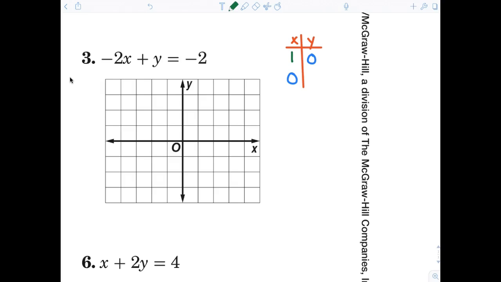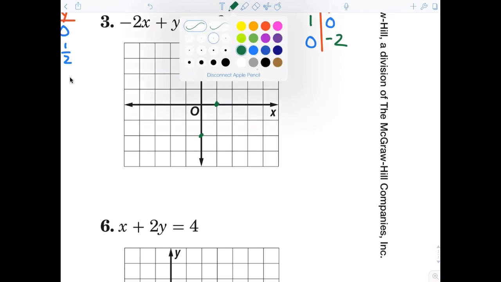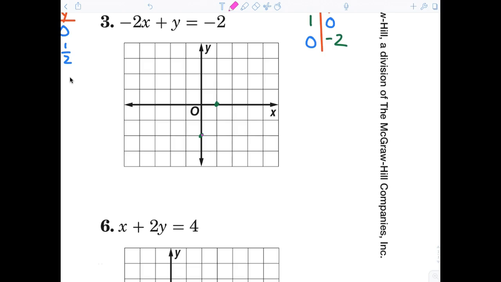Now, if the x is 0, y is? Negative 2. Wow, you got one right today. Very good. All right, now plot the points. Let's plot the point 1, 0. And then we'll plot the point 0, negative 2. And now we'll try to draw a straight line.